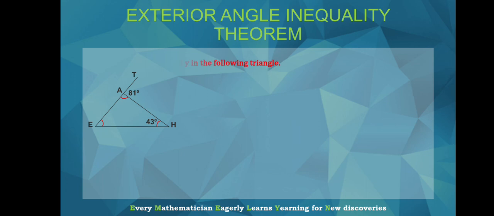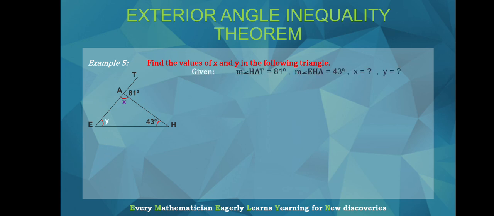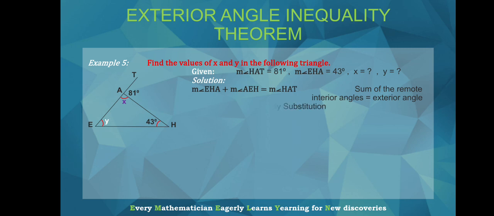Last example. Find the values of x and y in the following triangle. Given the measure of angle HAT equals 81 degrees and the measure of angle EHA equals 43 degrees, find the values of x and y. Solution. By the exterior angle inequality theorem, the sum of the remote interior angles equals the exterior angle. Our equation is the measure of angle EHA plus the measure of angle AEH equals the measure of angle HAT. By substitution, 43 degrees plus y equals 81 degrees.